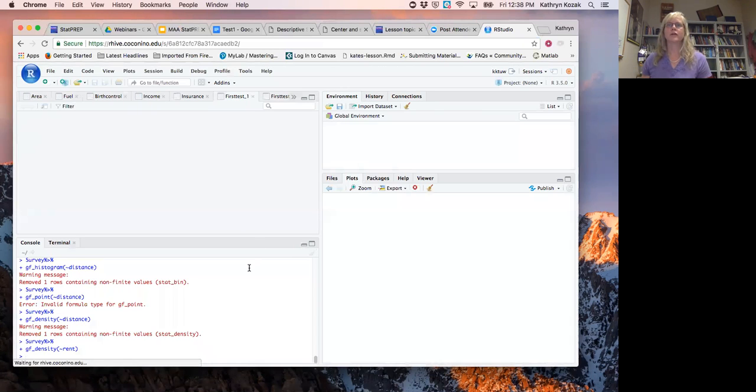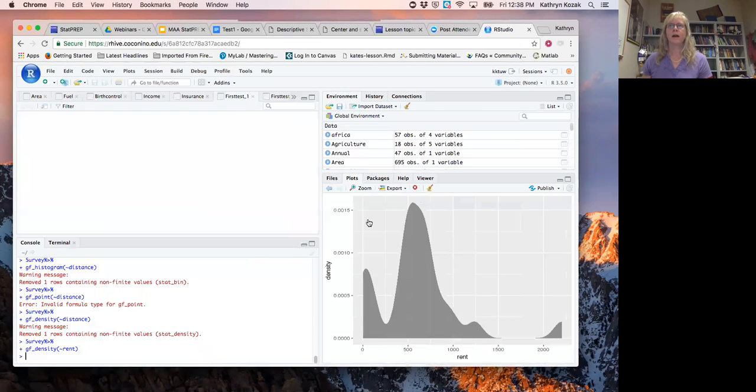And in RStudio, I was playing around the other day. It actually saves what you were doing, so that's kind of nice. It doesn't make that all go away. So this is actually a density plot that I was able to create in RStudio.